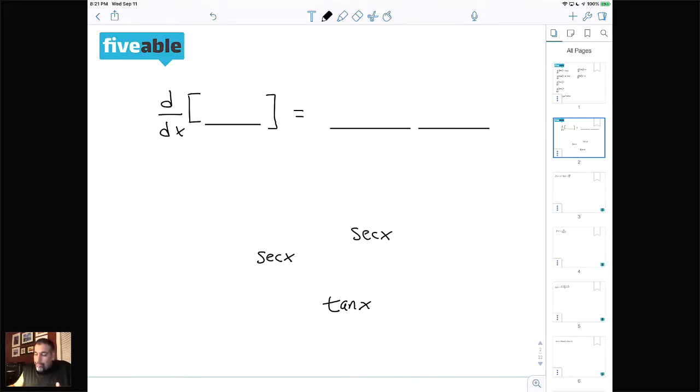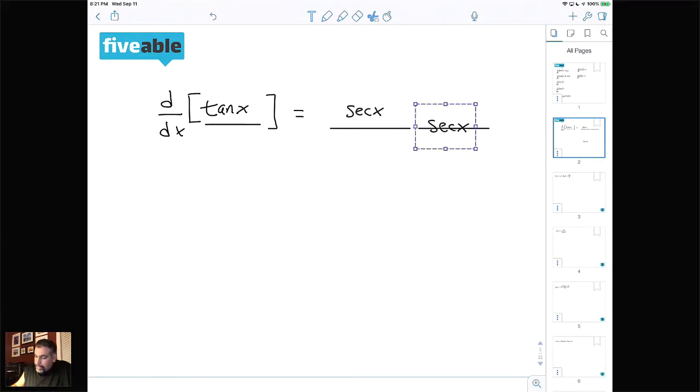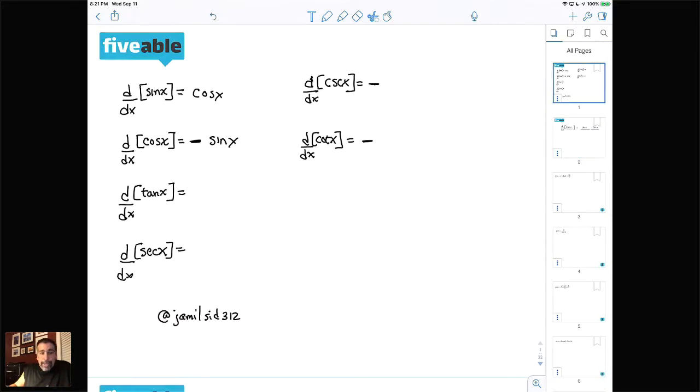So the next derivative I wanted to find was tangent. If I go down to the word bank and I put tangent up here, well, there's 2 blanks left and 2 words left. So I just fill in the blanks, and secant's got to go there, and secant's got to go here. And all of a sudden, we've come across the idea that the derivative of tangent is secant times secant, which I'm going to write as secant squared. So that's the one the students have to remember.